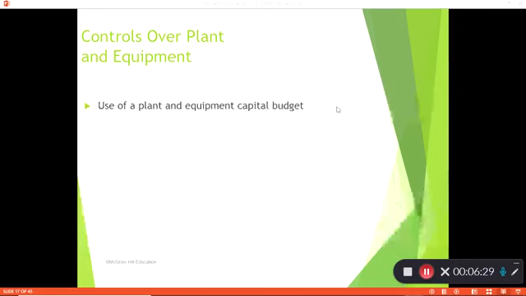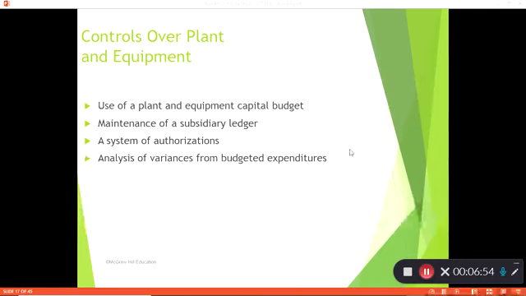So some controls that are out there: do they use a capital budget for PP&E acquisitions? How well is the fixed asset subsidiary ledger maintained? You had one of those in the SUA, if you recall. Do they have a system of authorizations over the additions, over the retirements? Those are important areas.